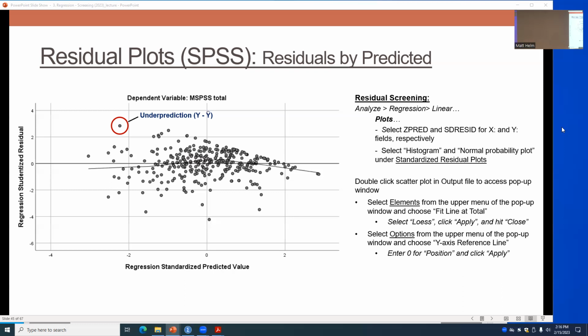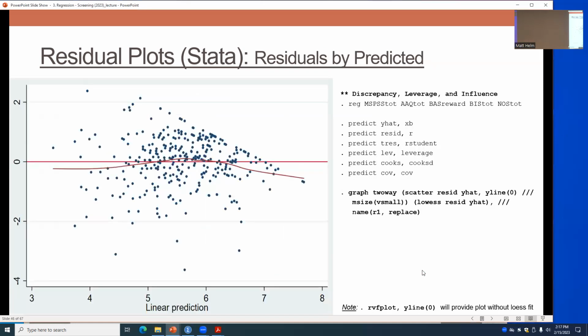Okay, so here are instructions on how you can go through and do that in SPSS. And then the same thing in Stata.